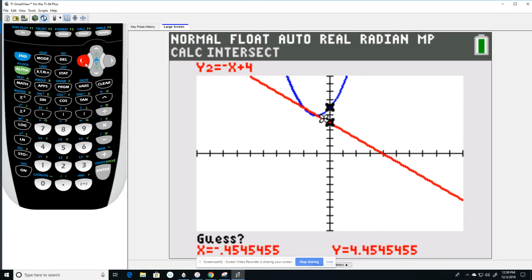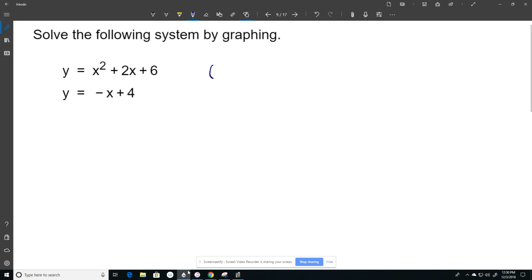And at the third prompt, it's going to ask me to guess. And because there's two answers, remember, you have to get both answers. So I'm going to guess this one first. I'm going to move my cursor close to that answer and hit enter. And it tells me that one of my answers, x is negative 1 and y equals 5. So one of my answers is negative 1 comma 5.